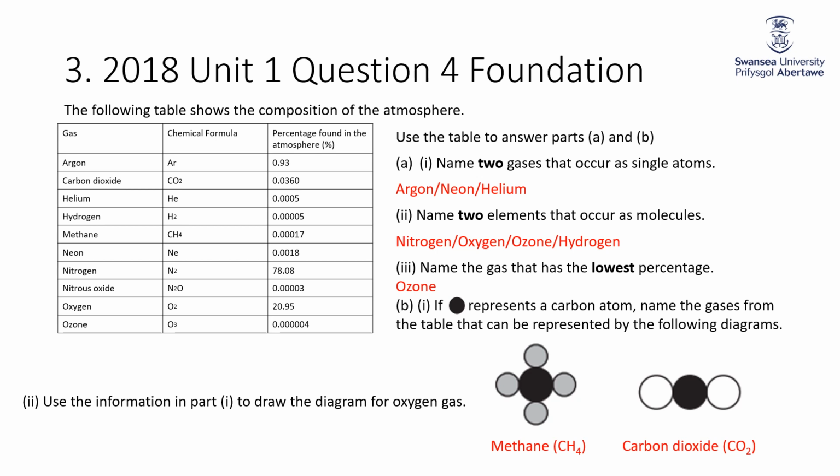So you use the information now in part 1 to draw a diagram for oxygen. So oxygen, we know, is an oxygen-oxygen double bond. Therefore, we would simply draw them next to each other.